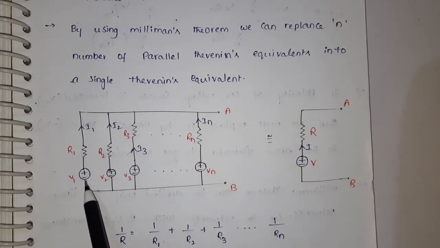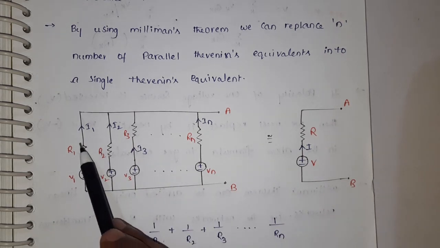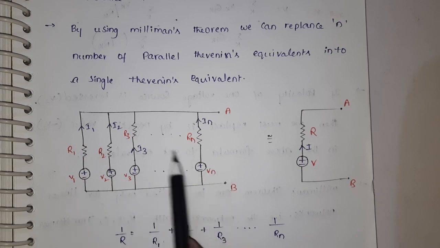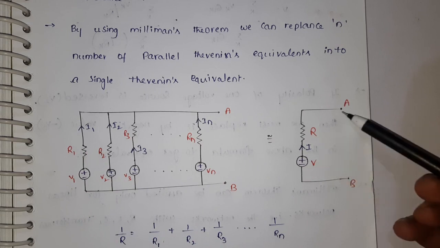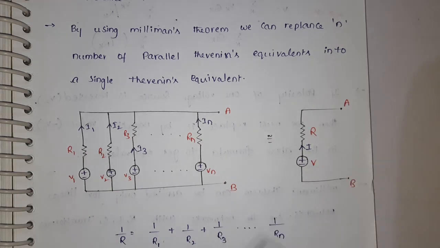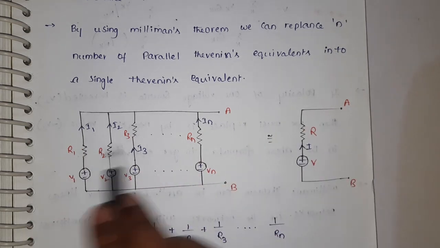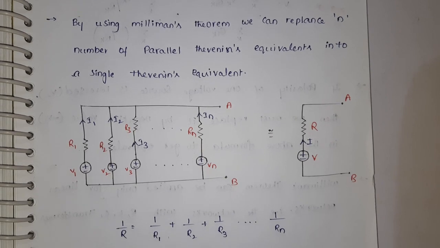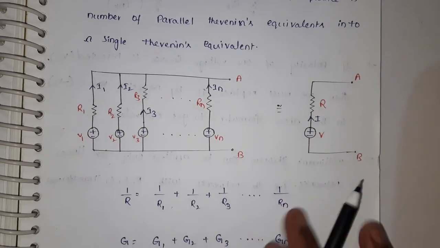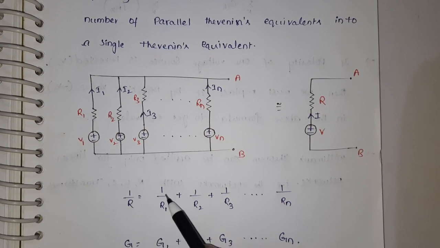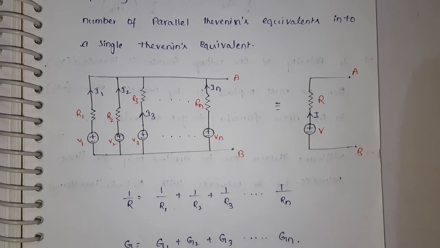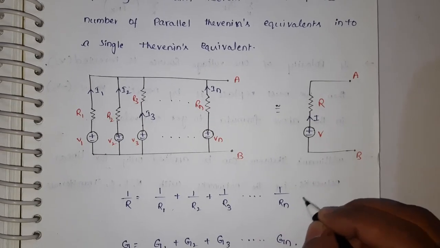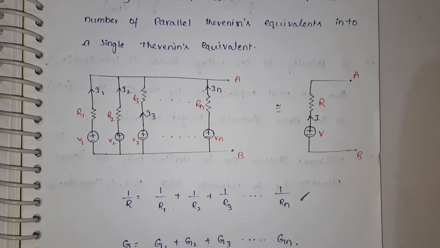If we consider this as a Thevenin's equivalent circuit, all these parallel Thevenin's equivalent circuits can be replaced by a single Thevenin's equivalent circuit like this. The value of R is nothing but the parallel combination of all these resistances. So what is the parallel combination? 1 by R equals 1 by R1 plus 1 by R2 plus 1 by R3 and so on 1 by Rn. This is the equivalent resistance when resistances are in parallel.